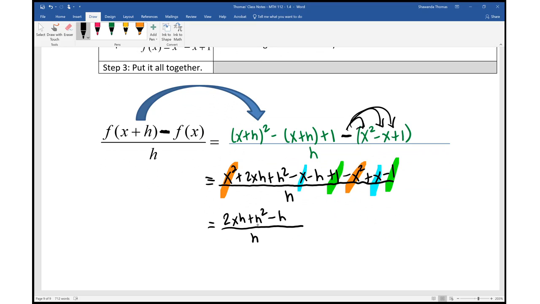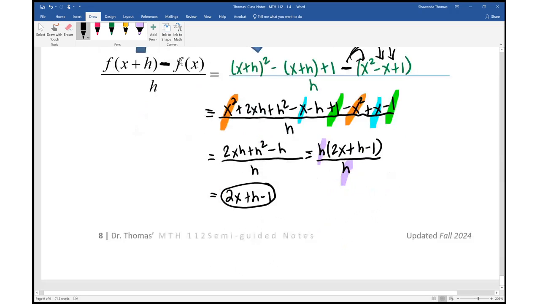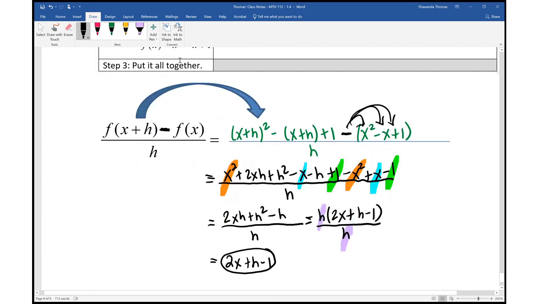Can we simplify this? Yes, because notice that there's an h in the numerator for every term. If it was only 2 of the 3 terms, we couldn't do anything. But since it's all 3 terms, we can factor out that h. That's our GCF. h times 2x plus h minus 1 divided by h. And here we get to cancel out our h's, leaving us with the final answer of 2x plus h minus 1. This is how you compute the difference quotient.